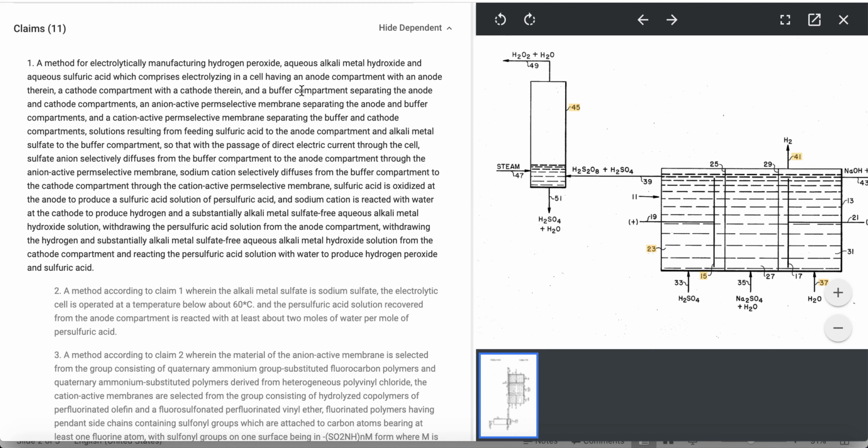A method of electrolytically manufacturing hydrogen peroxide, electrolyzing in a cell having an anode compartment with an anode therein, a cathode compartment with a cathode therein, and a buffer compartment separating the anode and cathode compartments. So this right here separates the anode and cathode compartments.